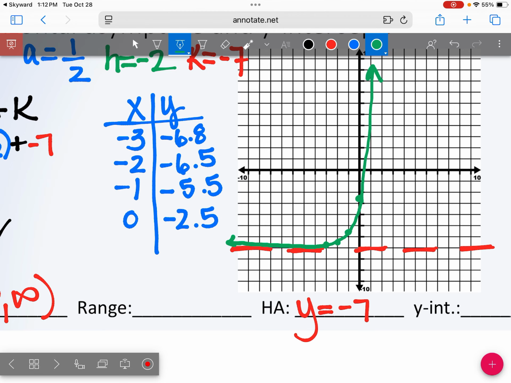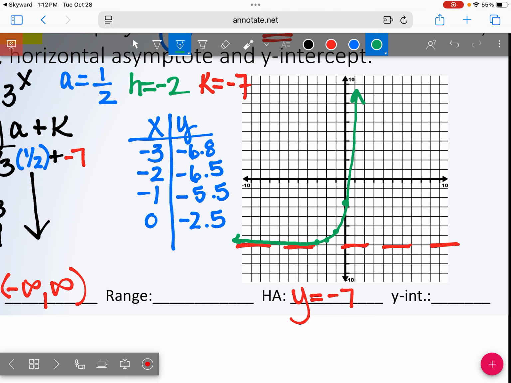So A is positive. So my range is going to be -7 to infinity. Do I put parentheses on both sides, or do I put a bracket on the negative 7? What goes on the negative 7? Parentheses. And this time, our table does have the y-intercept, so we can list it. So right here, that would be my y-intercept.